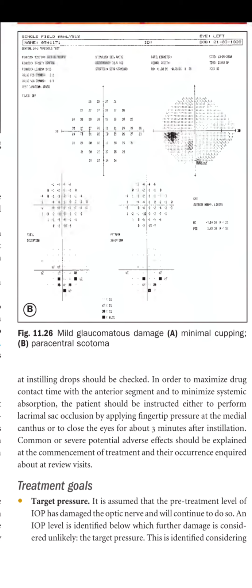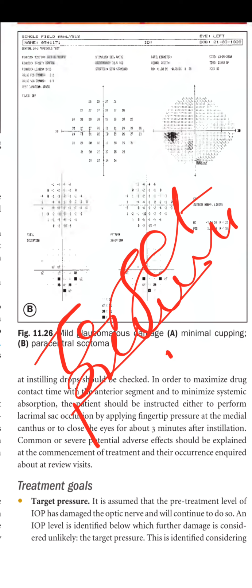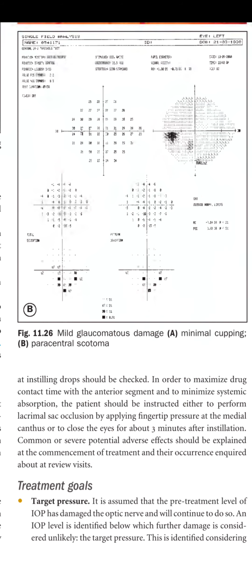So what are the treatment goals? One of the very important things is you have to set the target pressure. Target pressure is basically that pressure below which the glaucomatous damage is unlikely. It is assumed that the pre-treatment level of IOP has damaged the optic nerve and will continue to do so. An IOP level is identified below which further damage is considered unlikely.